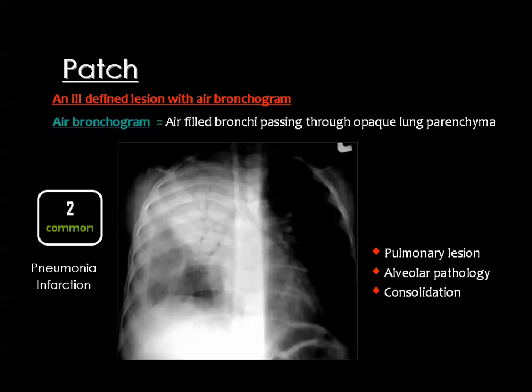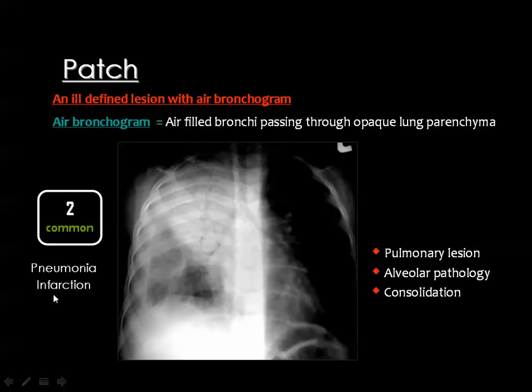Then we came to the batch, and the batch is an ill-defined lesion containing air bronchogram, and there are two possibilities, the pneumonia and the infarction. And actually the differential diagnosis between pneumonia and infarction depends mainly on the clinical history, because both lesions will have an opacity in the lung associated with pleural effusion, but the history is different. Pneumonia will present by fever, cough, and expectoration.